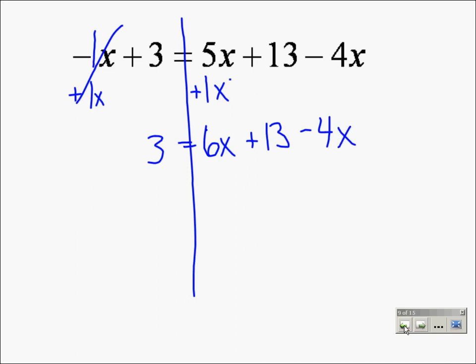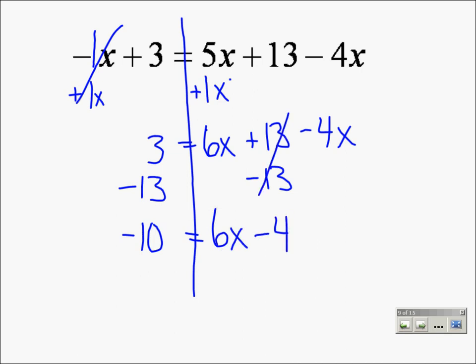Alright, so I have 1 less x now. That helps me. I'm going to move something else now. I'm going to try moving this 13. They were adding 13, so I need to do the opposite, which is subtract 13. 3 minus 13 is negative 10. Over here I have 6x left, the 13 canceled, and a minus 4x.